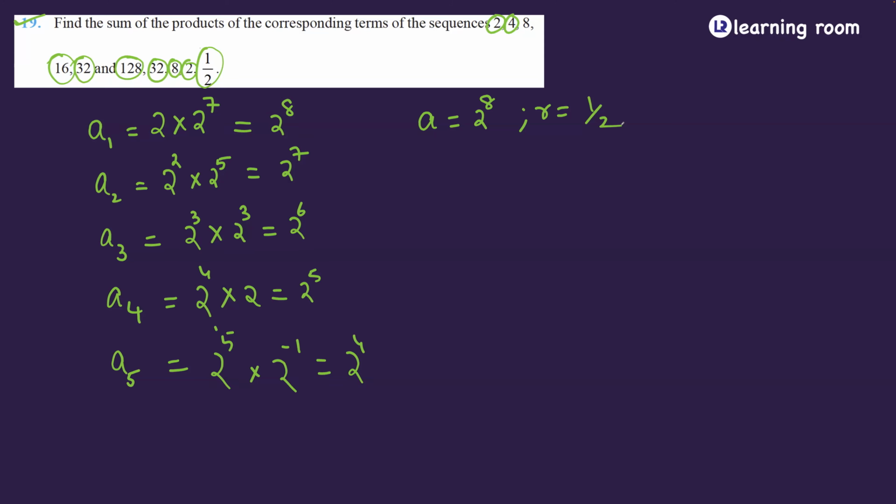There is one common mistake that will be done. Some people will take the common ratio as 2. Don't make that mistake. Common ratio is always second term by first term, not the first by second. Okay. So, how many terms are there?